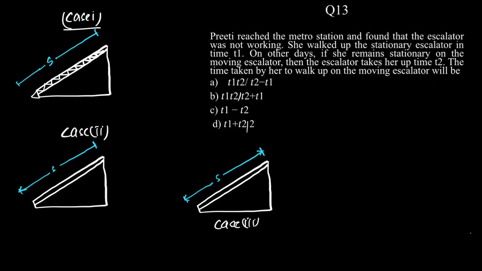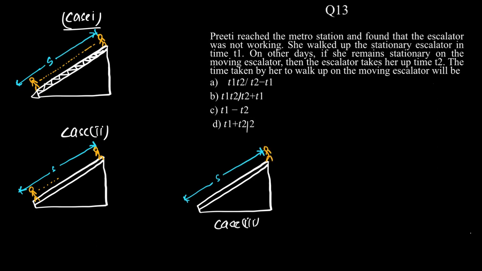Now let us try to understand the given aspects of the question. She walked up the stationary escalator in time t1. Let us first assume that there is a person standing here, and the person is moving. Eventually, the person reaches the final point. The same story repeats here too. The person is standing here, is moving, and reaches the final point.